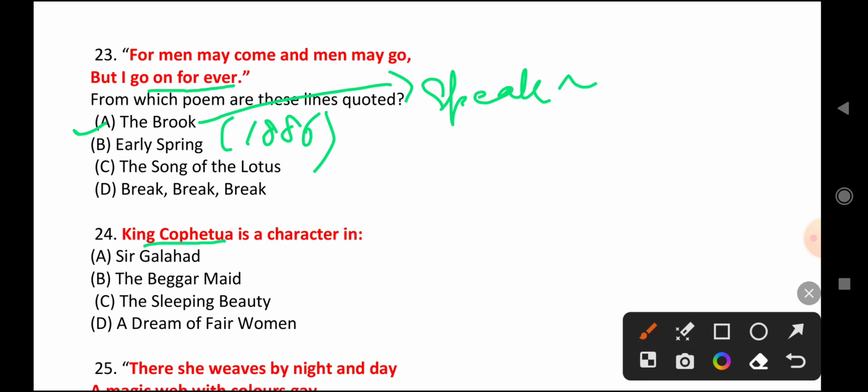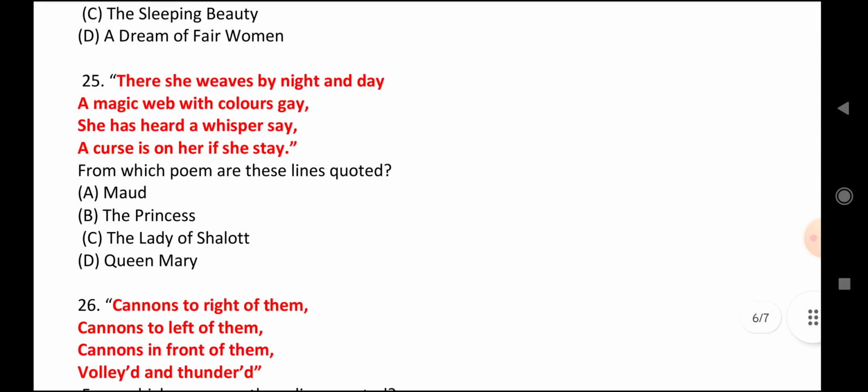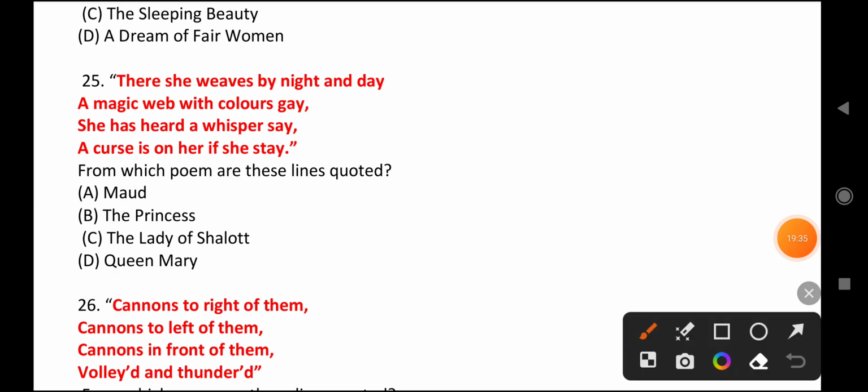King Cophetua is a character in The Beggar's Maid. Now let's come to question number 25. There she weaves by day and night a magic web of colours, gay happy colours. She has heard a whisper say a curse is on her if she stay. If she stops weaving the magic web, a curse will come upon her.